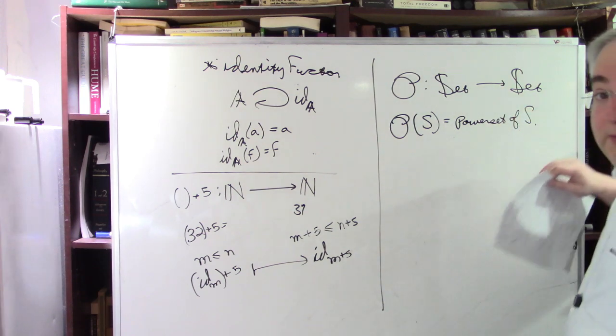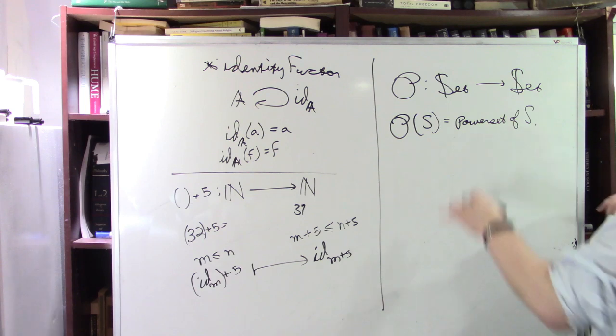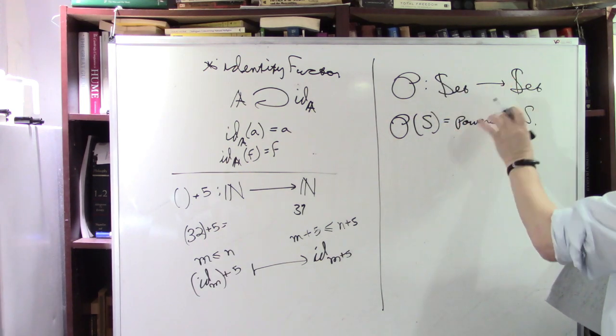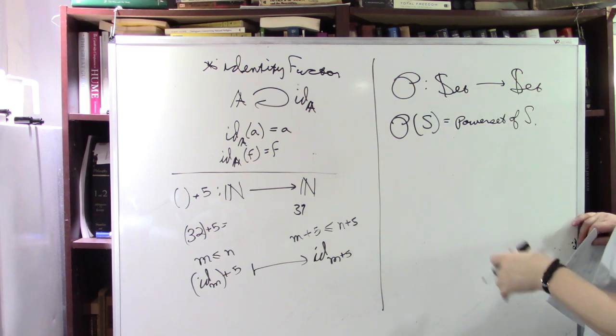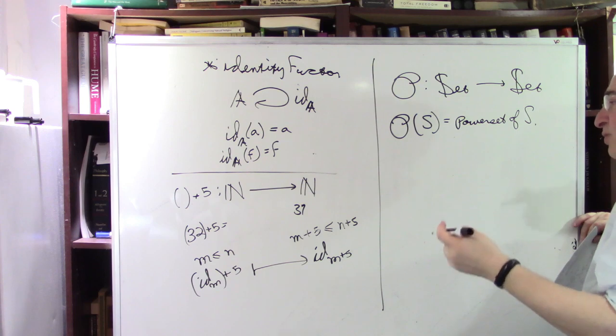Okay, let's just remember what the power set is. It's the set of all subsets of S. So that's a set. The main point is that it takes a set, and the power set is also a set. It's a bigger set, but it's a set. Great. How does it work with morphisms?